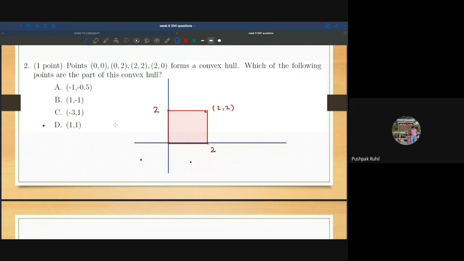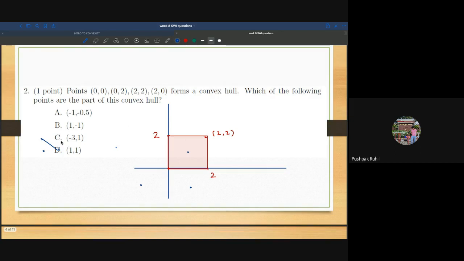-3 and then 1, somewhere here, again outside the convex hull. And then we have 1, comma 1, which would be somewhere here. So this is inside our convex hull. So option D is correct. All right. I hope this particular concept is clear. Okay. Yes, Prashant.